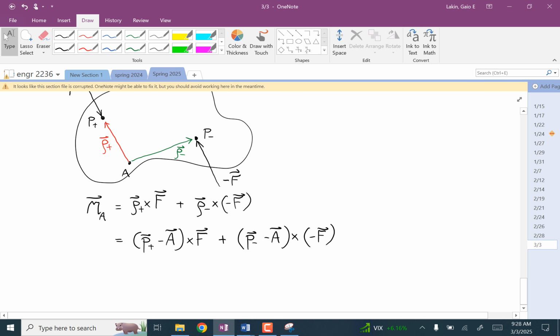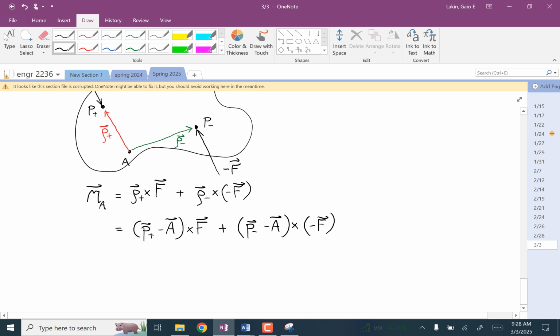And now we're going to use some properties of the cross product. I'm going to first distribute these out. So we have P plus crossed with F minus A crossed with F. That should say F, not A, sorry. Minus A crossed with F. And then plus P minus crossed with negative F. Minus A crossed with negative F.